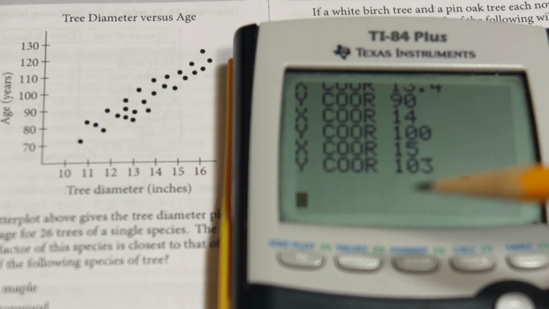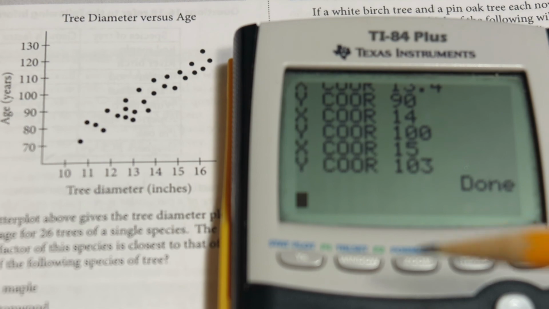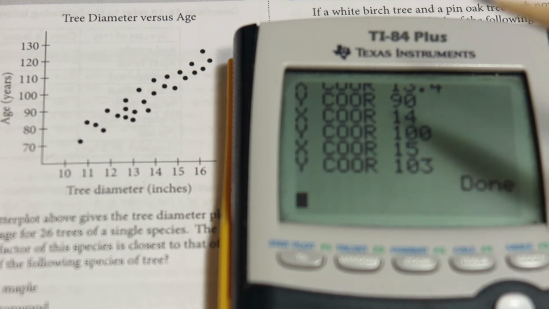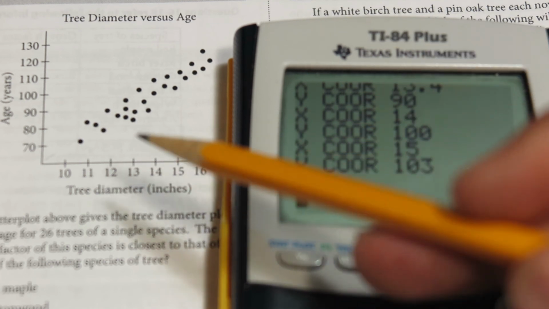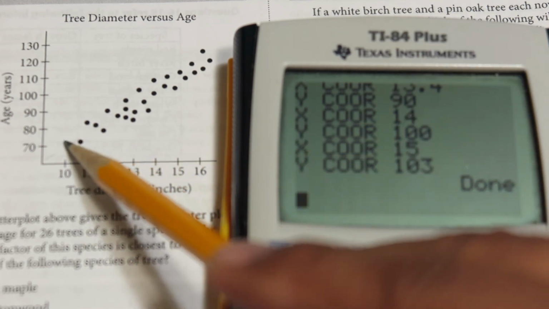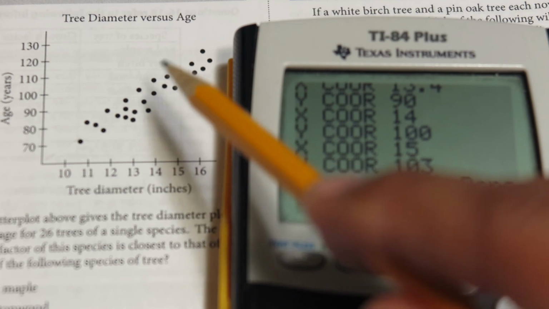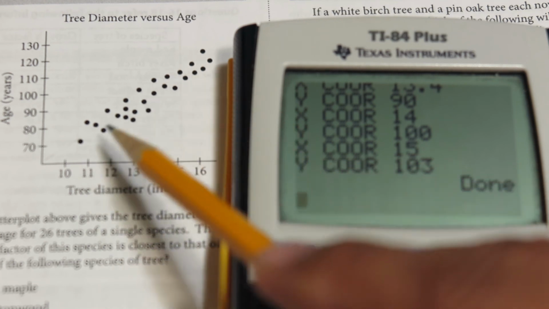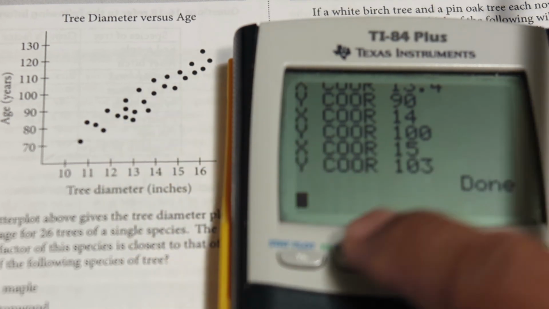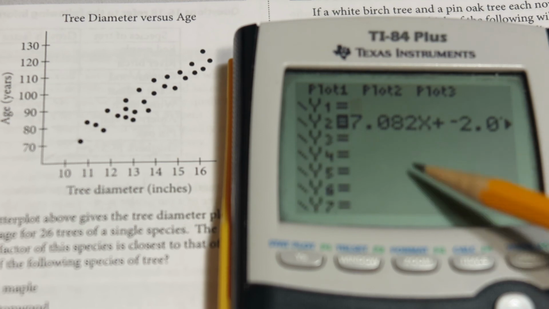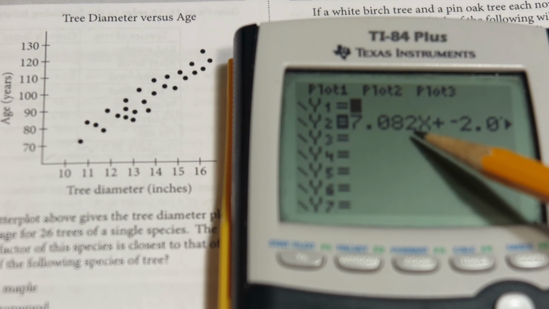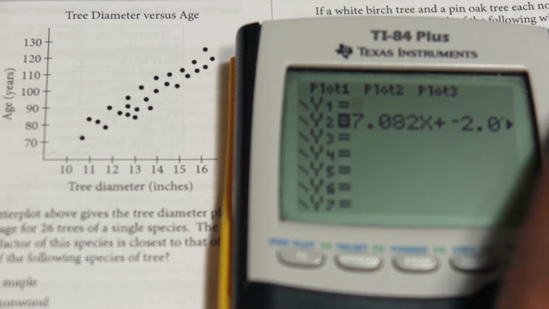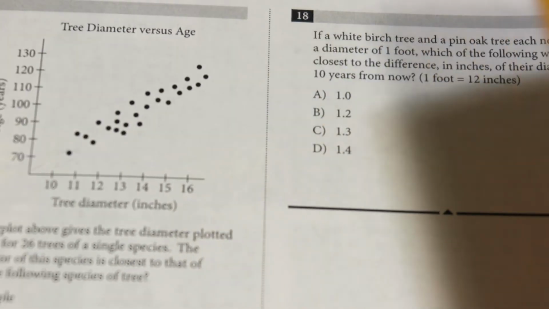You can choose to enter fewer points or more points. You have to enter at least a minimum of 2, and there's 26 here. You can choose whatever ones you want to use, but it kind of makes a difference. You want to stay away from the extreme ones. That's why I've concentrated in here. So now we're going to go to y equals, and it tells us that the slope of the points we chose is 7.082.